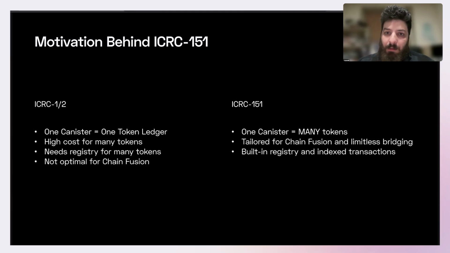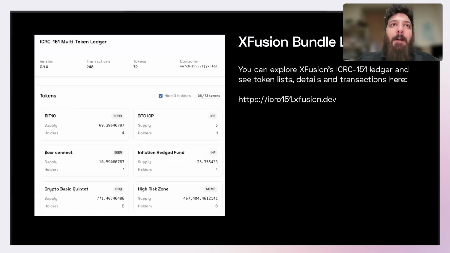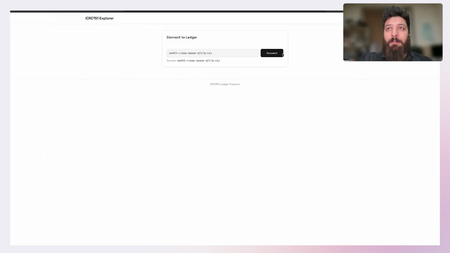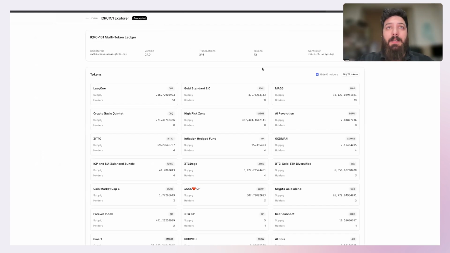For instance, one single ICRC 151 canister can hold and manage hundreds of different tokens. And if someone was to create a cross-chain bridge, they would need to technically deploy one canister per one chain and have those tokens issued without any limits. And I will show you how the structure looks like. I created a small explorer for internal usage as well. And for instance, this is a canister that is handling all the tokens issued by xFusion.